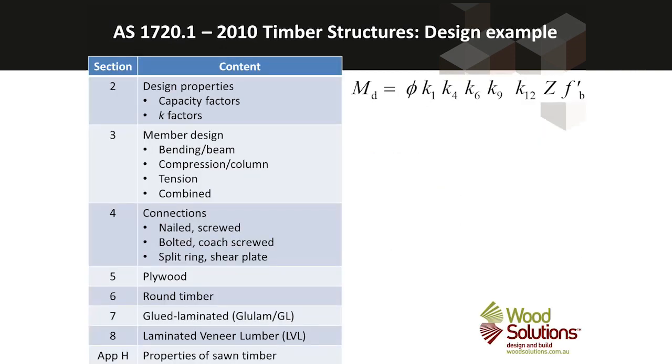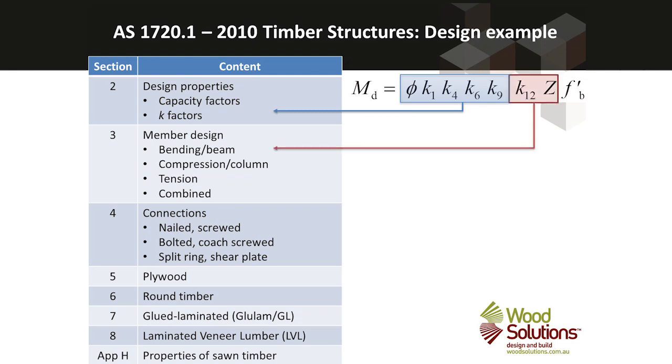So for a design example, looking at the bending capacity of a member, the first of the factors in that expression we find from Section 2. So the capacity factor and the modification factors. When we look at the bending relationships, we find we have to model the buckling capacity and the fracture capacity out of Section 3. So we're drawing K12 and Z from Section 3.